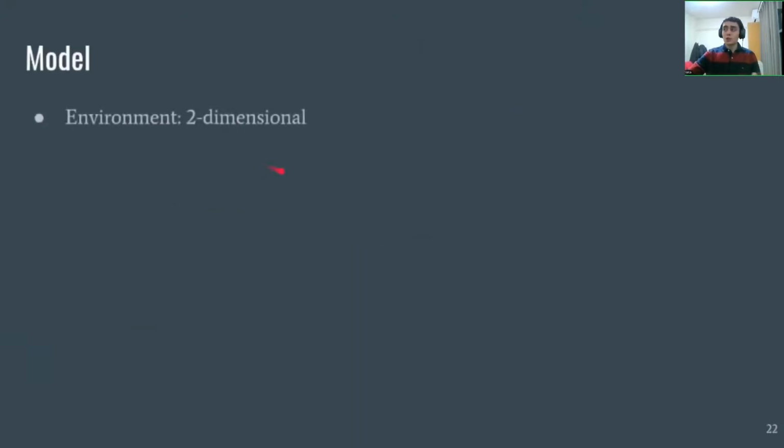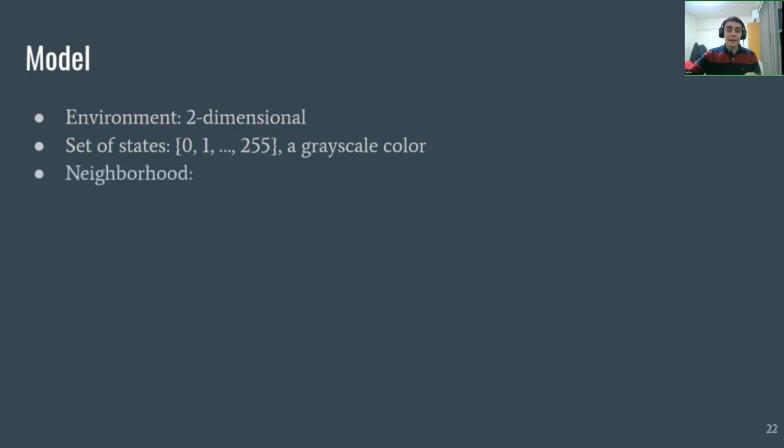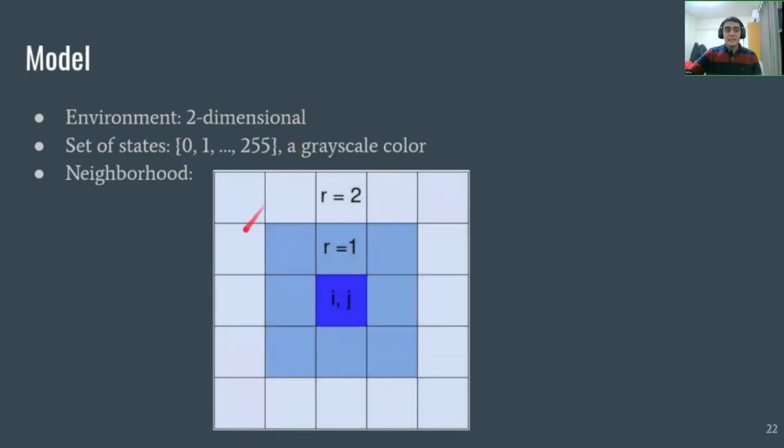I am using a two-dimensional cellular automaton, meaning that each generation is a grid, a square board, where the set of states for each cell is an integer between 0 and 255. So, a grayscale color. The neighborhood of a cell are the cells around it in a fixed radius. For example, if I want radius equals 1, I get all the values inside this area. And if I want radius equals 2, I get all the cells inside this bigger area.